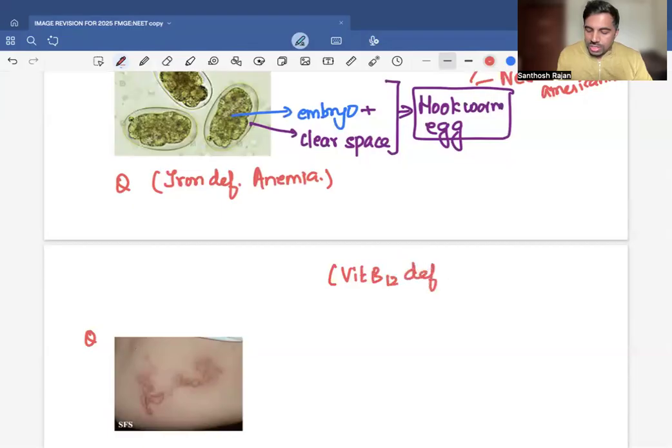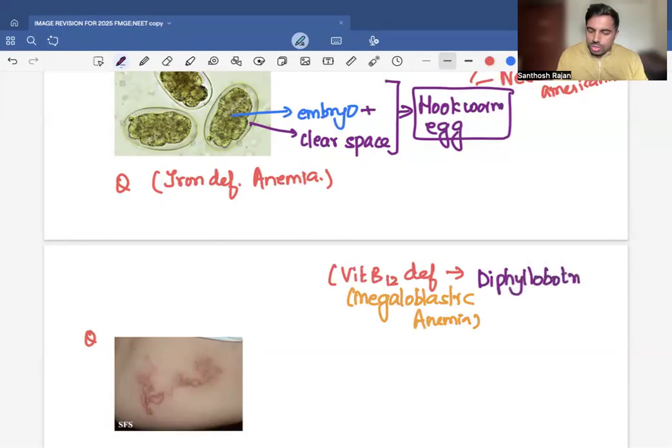Vitamin B12 deficiency, that is the megaloblastic anemia. When you talk about megaloblastic anemia, the most common cause is which one? Which parasite? If you're saying Diphyllobothrium latum, then you're right. Okay, that's your Diphyllobothrium latum. That's a big one. I'm not talking about it now.